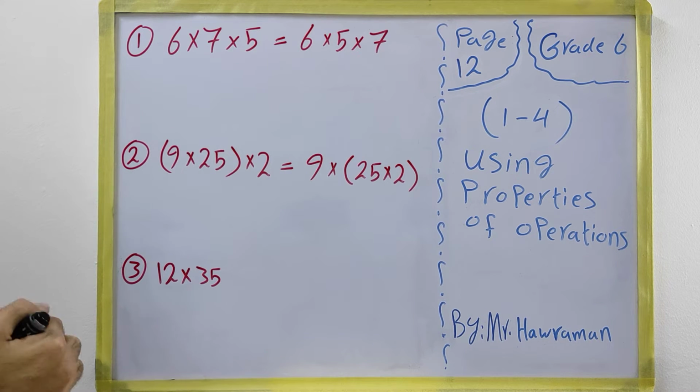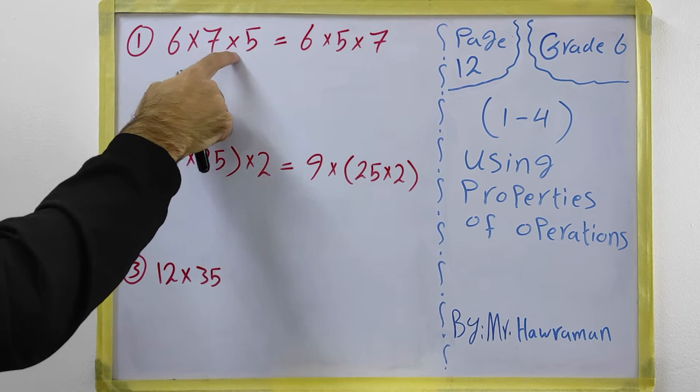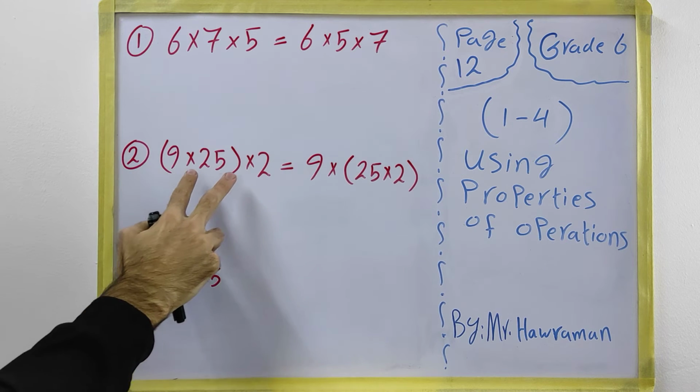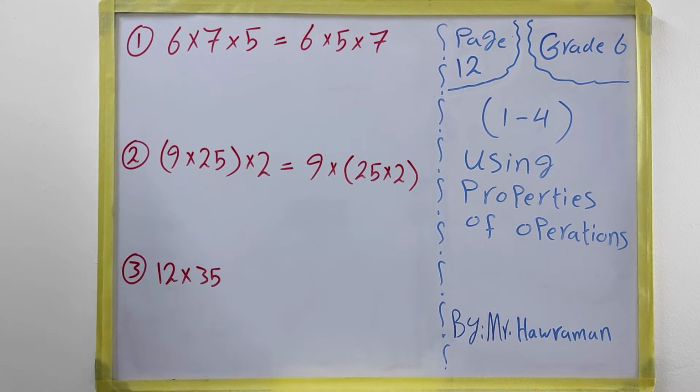In the properties of operations, we have only one operation. You can see both of them multiply. But in order of operations, we have different operations: which one you do at first, which one you do at second. Order of operations is different from the properties of operations. Properties of operations, we study these two: one of them is commutative, one of them is associative property.